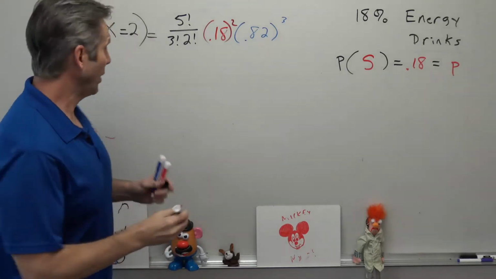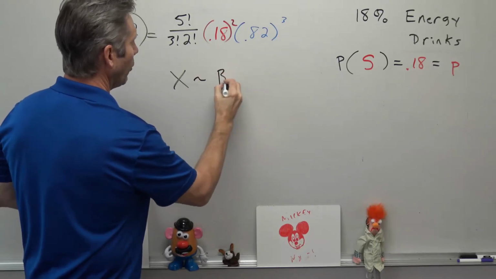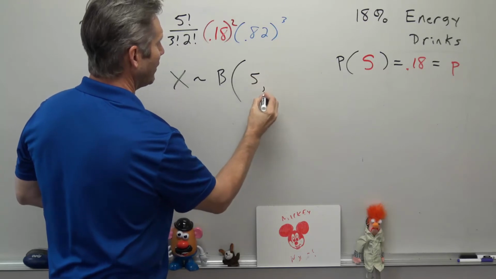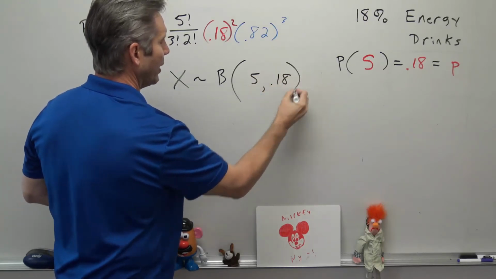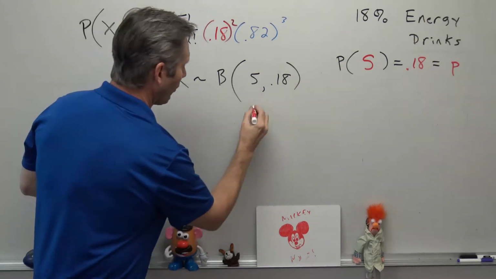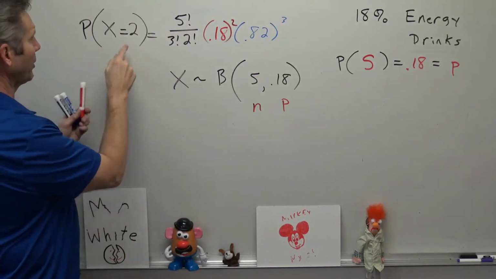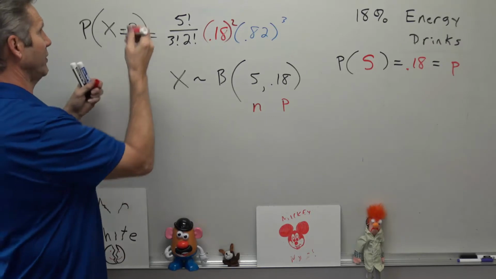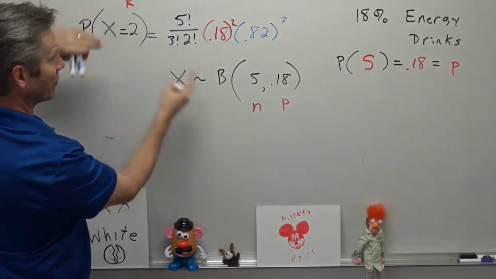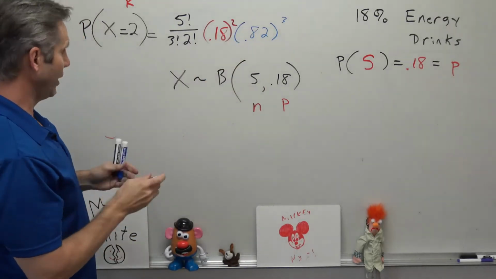Now, something else that's beneficial. If we say, okay, random variable x is distributed binomially with n and p, so in our case, n is 5 and p, the success rate, is 0.18, then we can say, oh, okay, well, this is n, this is p, and in our case, we want to find the probability that x equals 2 successes. So this is k. And once you have the n, the p, and you know k is 2 successes, then you can plug everything into the binomial probability formula where it belongs.